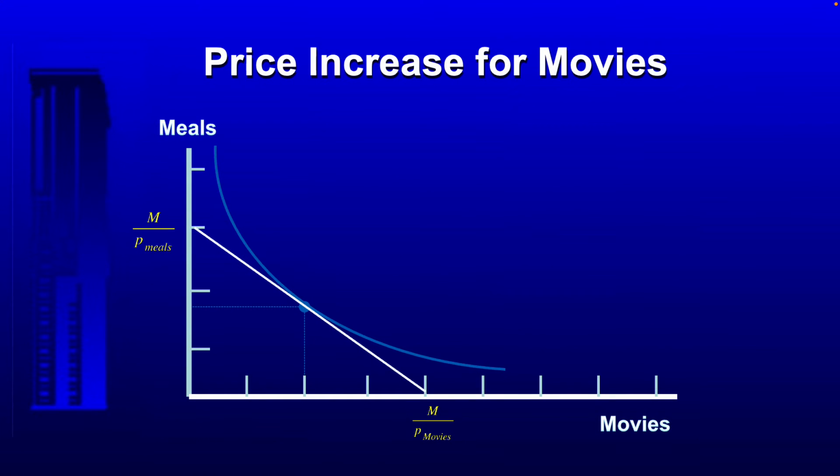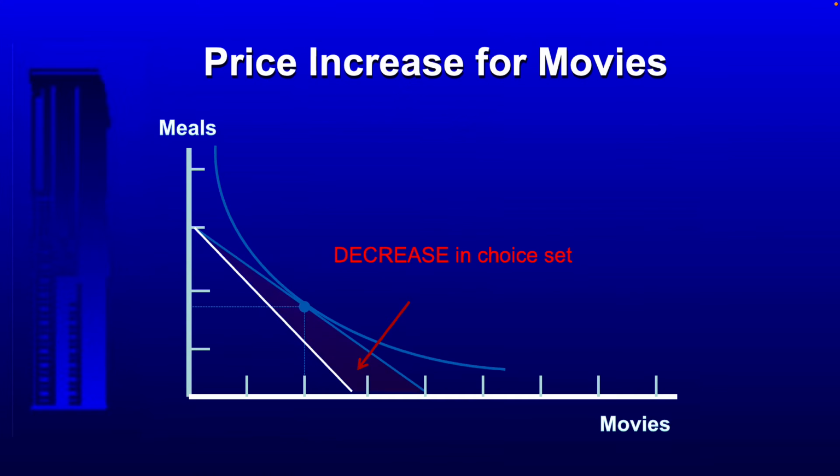Okay, so now we want to look at what happens when we start changing these relative prices. So we're going to start off here and look at what happens to the consumer's ability to buy goods if the price for movies increases. Just as we saw before, the constraint will shift to the left and give him a smaller choice set.